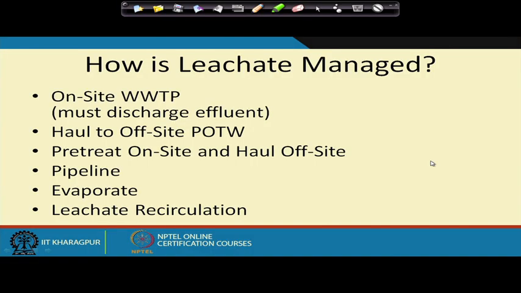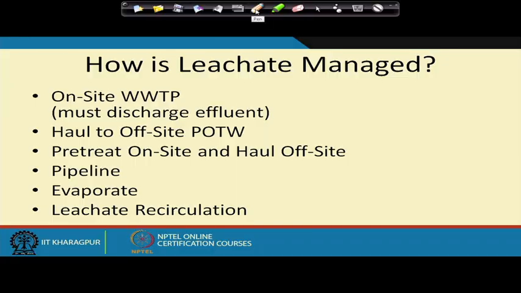We looked into that. Now once you have collected the leachate, I said that you have to treat it, and you have to transport it as well. So we'll talk about those aspects and then we'll carry on further. So in terms of leachate, we have to treat this leachate. Now how to do it?